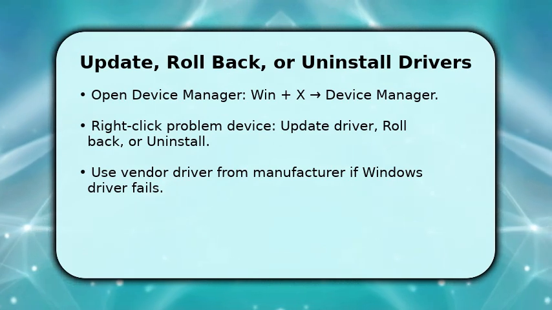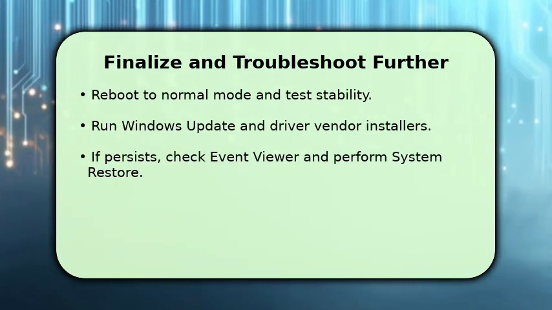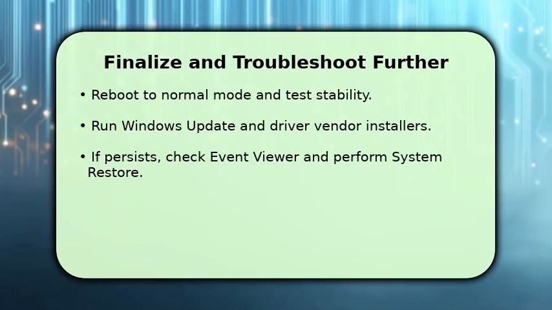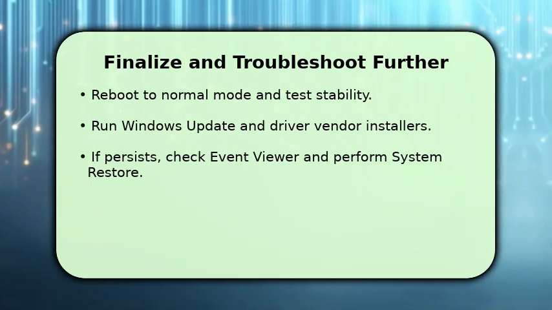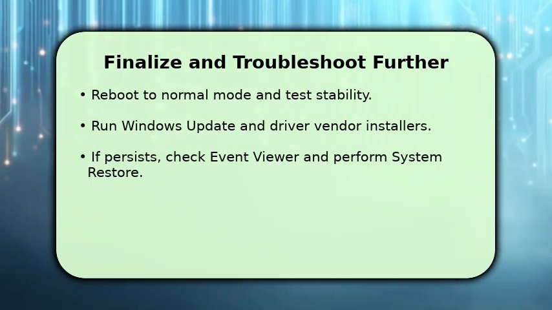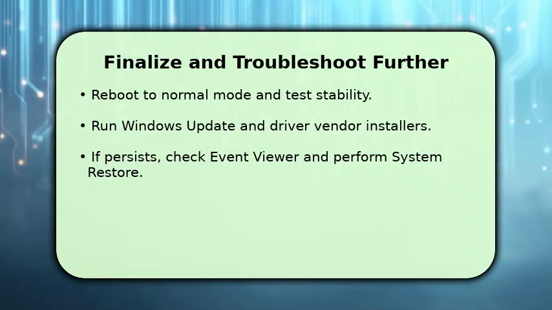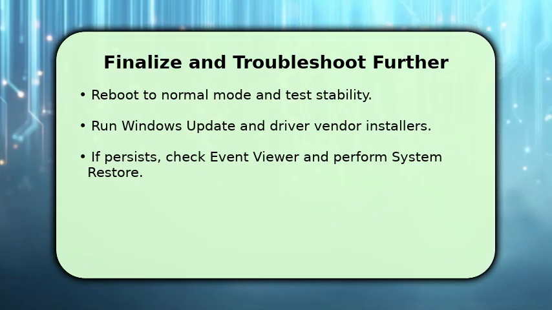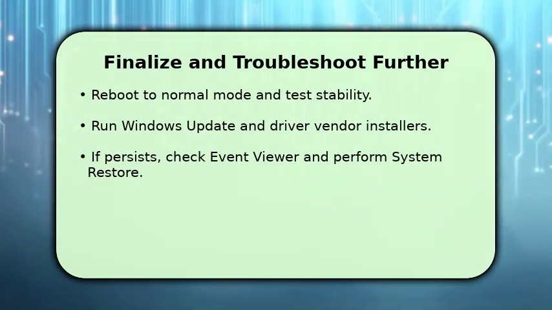After driver adjustments, reboot into normal mode and observe whether the driver power state failure recurs. If stable, run Windows Update and install any optional driver updates, or use the manufacturer's installer for a clean install. If the problem persists, examine Event Viewer for the exact driver or power error, and use System Restore to return to a known good state if available.